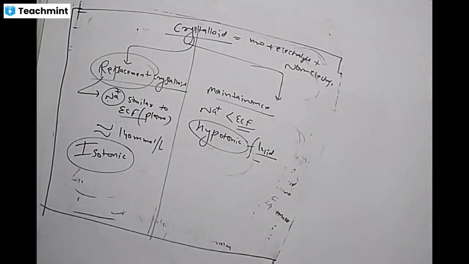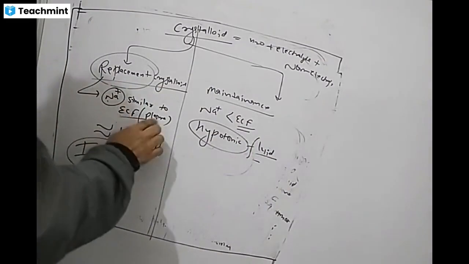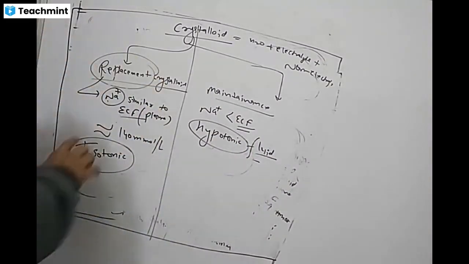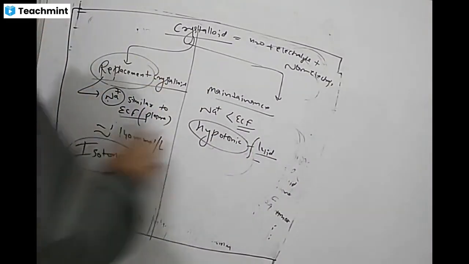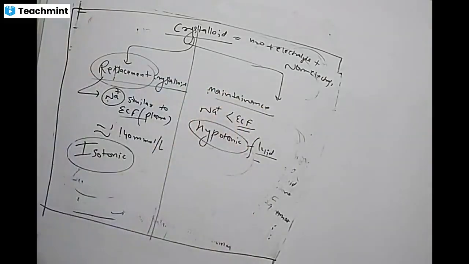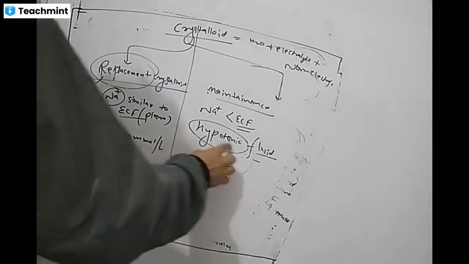So replacement crystalloids have sodium similar to ECF or plasma, and they are known as isotonic fluid. Maintenance fluids have sodium less than the plasma or extracellular fluid, and they are hypotonic fluid.